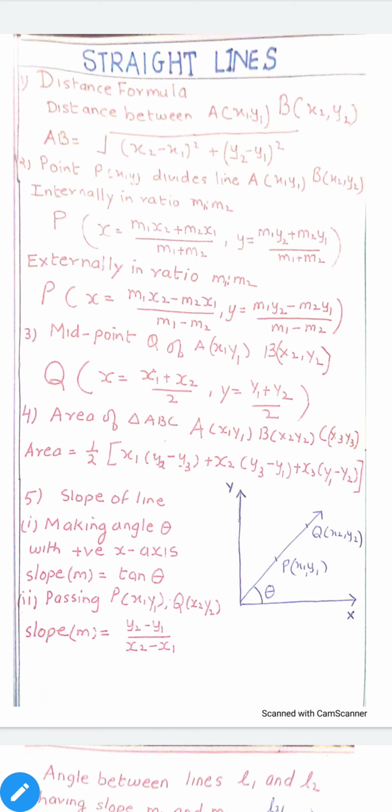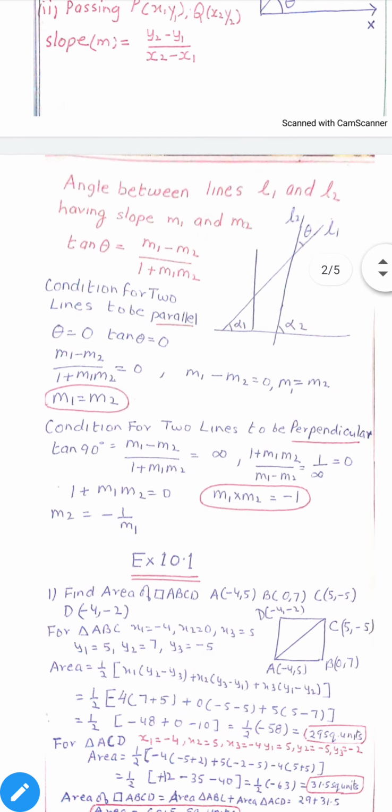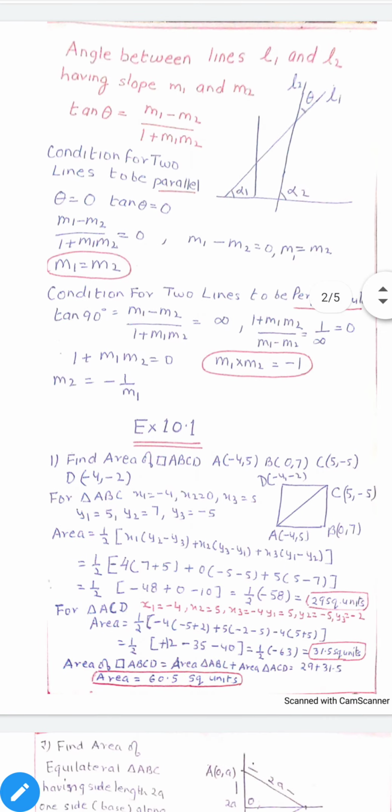Slope of a line making an angle theta with positive x-axis is m equals tan theta. If the line is passing through the points (x1, y1) and (x2, y2), then the slope is (y2 minus y1) upon (x2 minus x1).